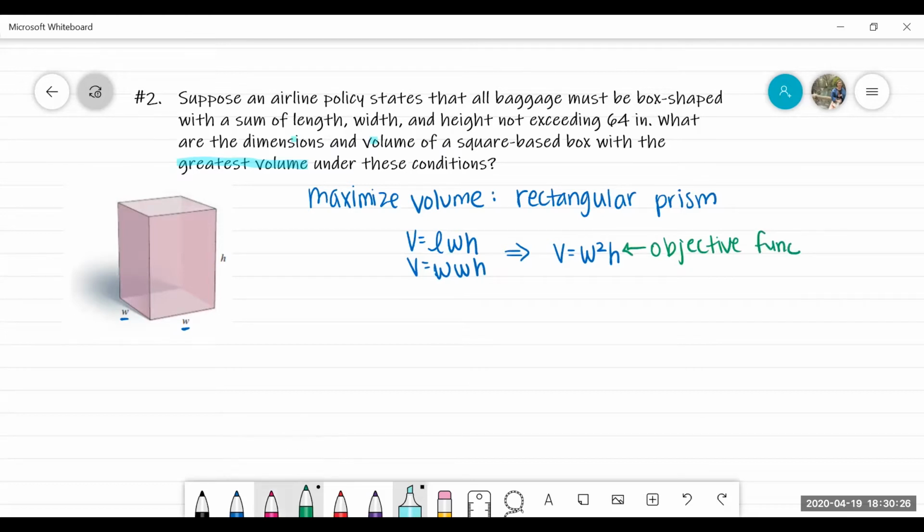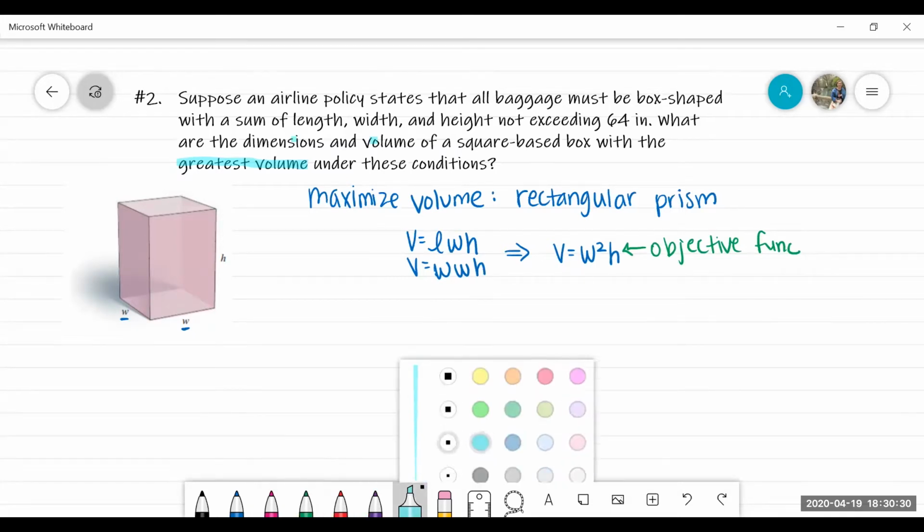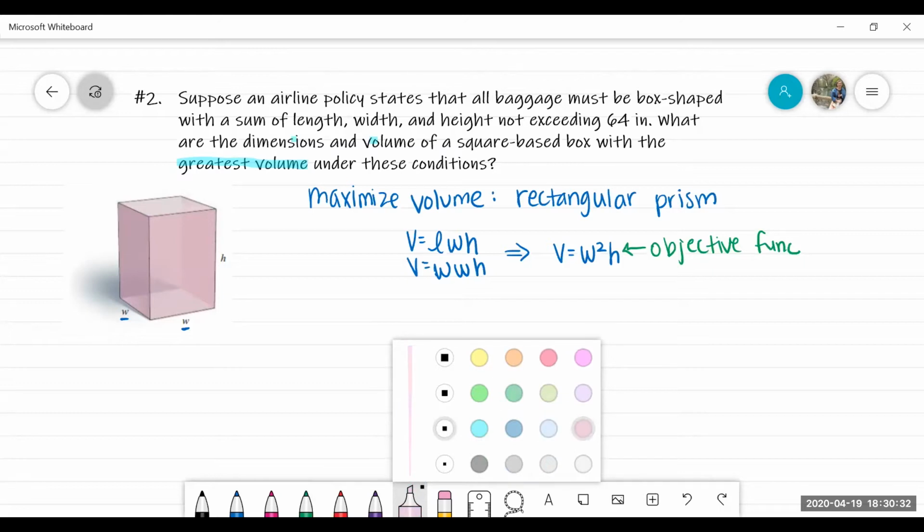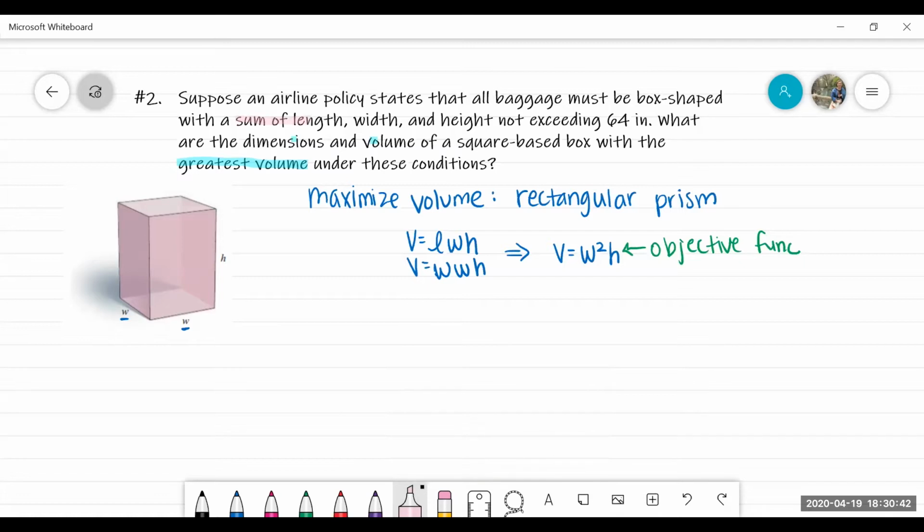Now, we also want to figure out, well, what other constraints, what other information is given here so that we can kind of work around it, right? So this says all baggage must be box shaped, which we'll take care of with our dimensions, right? But we have a sum of length, width, and height not exceeding 64 inches, right? So again, making sure that those constraints are actual equations.